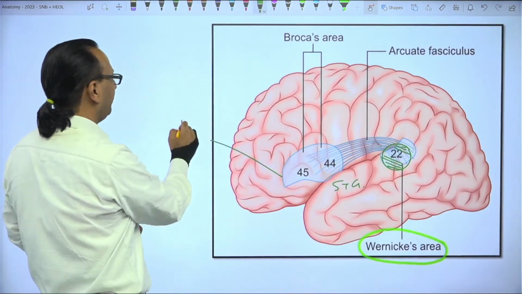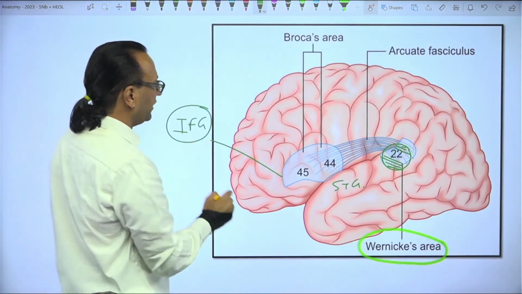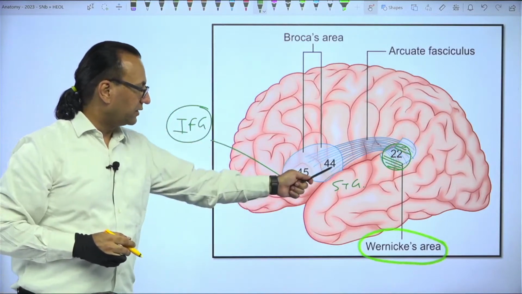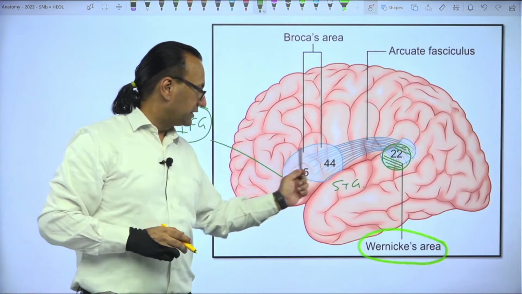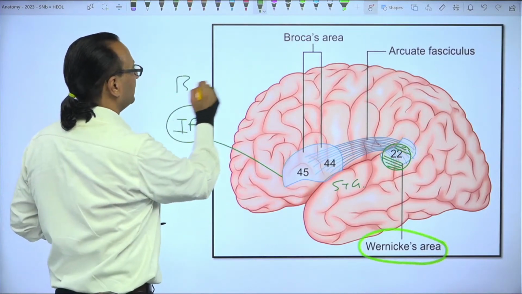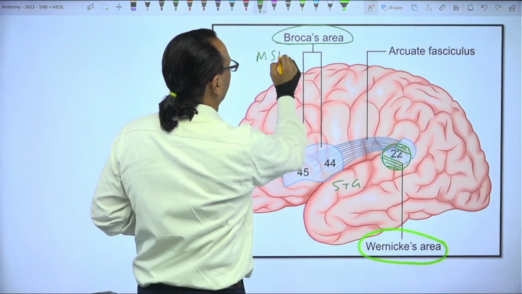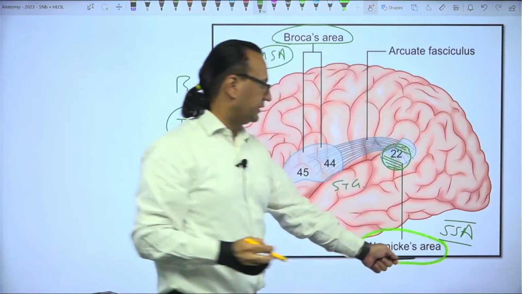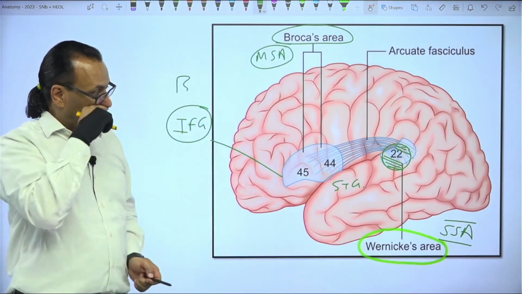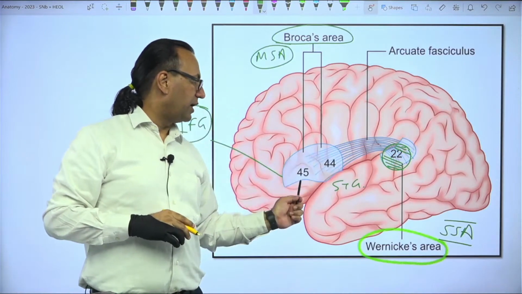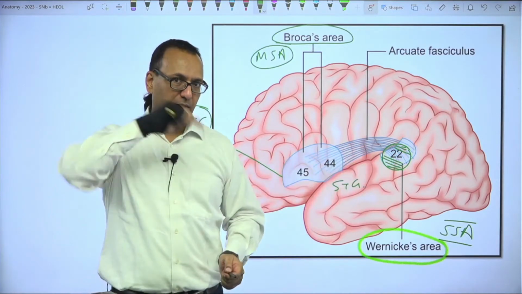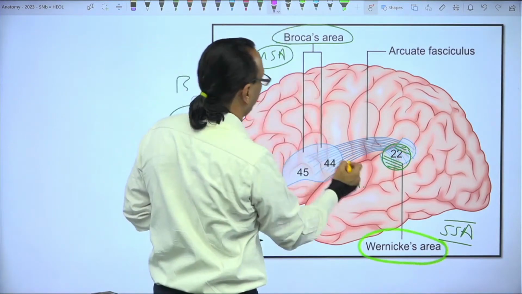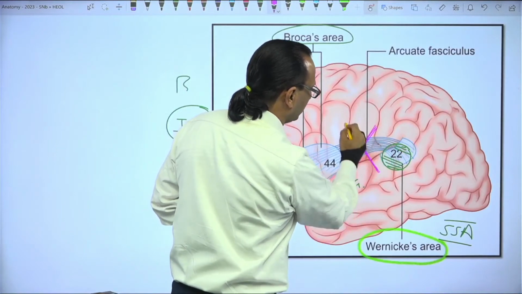Broca's area is the inferior frontal gyrus. This is the frontal lobe. In the frontal lobe, this is the inferior frontal gyrus. So, the inferior frontal gyrus on the frontal lobe is Broca's motor speech area. That is Wernicke's sensory speech area, and Broca's motor speech area. Wernicke's area communicates with Broca's area by an arc-shaped bundle of axons, hence the name arcuate fasciculus. If there is a problem with the arcuate fasciculus, then there will be conduction aphasia.